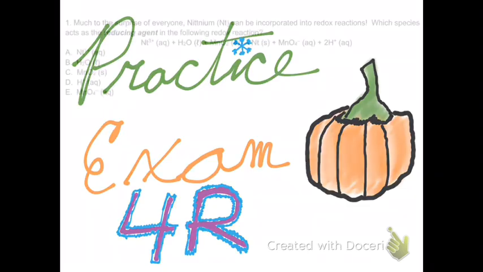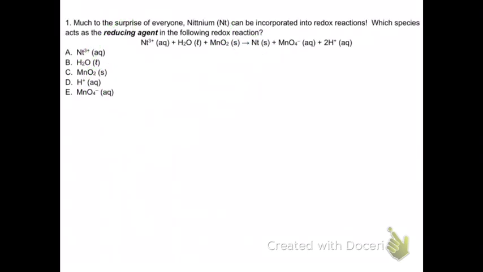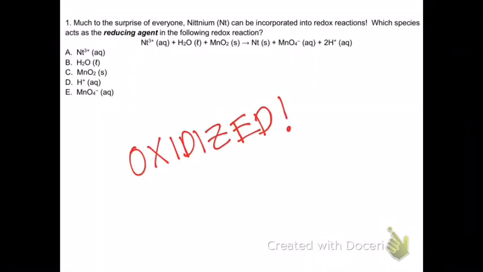4R. In this question, we're trying to figure out which of the following chemical species is the reducing agent. So I always start by writing out what it means to be a reducing agent. And that means we're actually looking for the chemical species that is getting oxidized. So let's go through and figure out what is being oxidized in this problem.